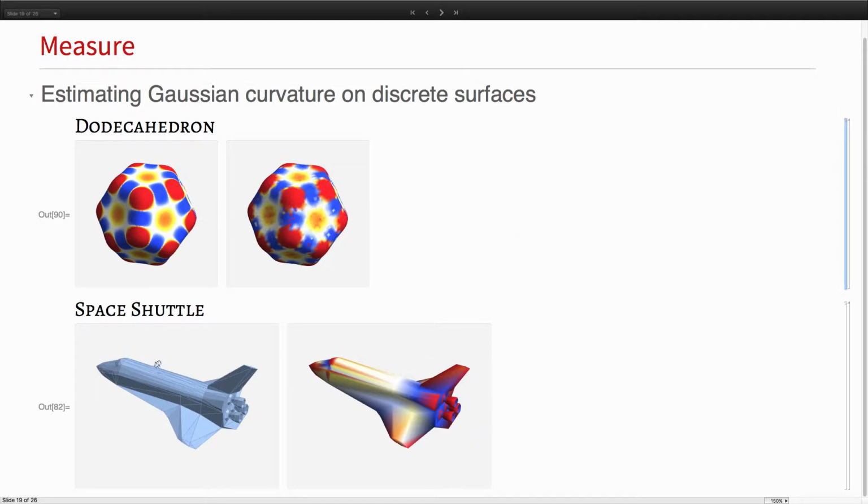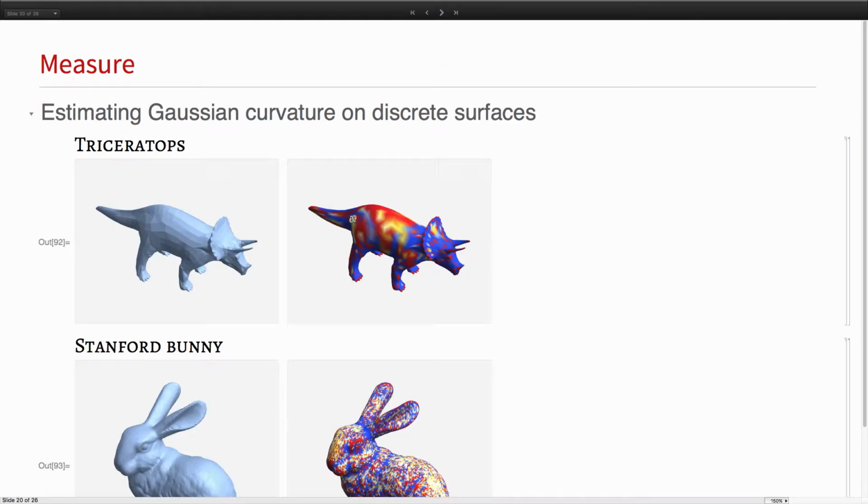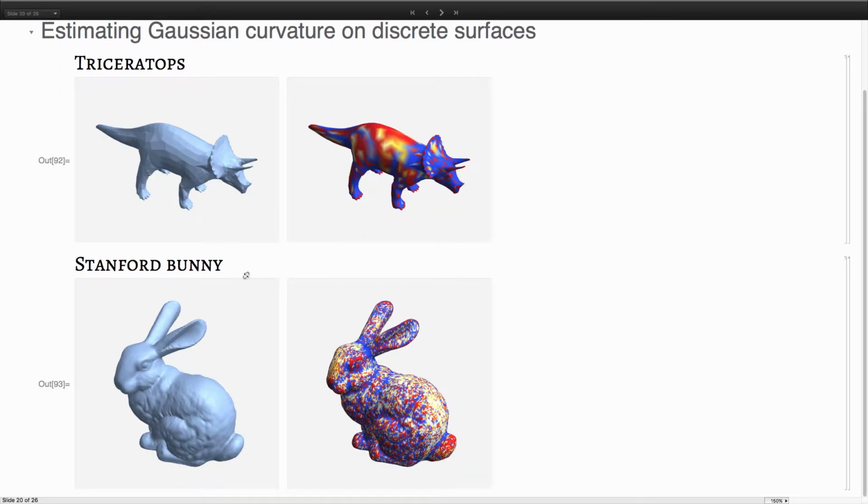And here, this is a mesh on example data, and this is the curvature. And here's another example of curvature. It's Steiner's Roman surface.